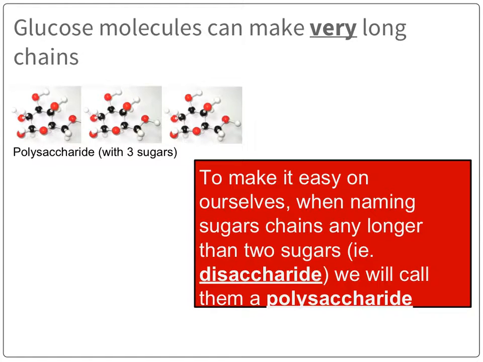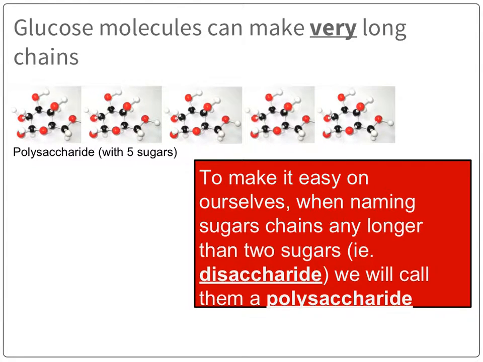They can also take glucose molecules and make very long chains, as we talked about, called polysaccharides. Okay? To make it easy on ourselves when naming sugar chains any longer than two sugars, so a disaccharide, di meaning two, anything longer than that we call polysaccharides. So here's one with 3 sugars. And there's 4 sugars. Again, this is still a polysaccharide. We're just going to keep adding them. 5 sugars. 6 sugars. Get the idea? So these are still polysaccharides, but we can just keep combining the sugars. And when I say we, I mean plants, obviously.